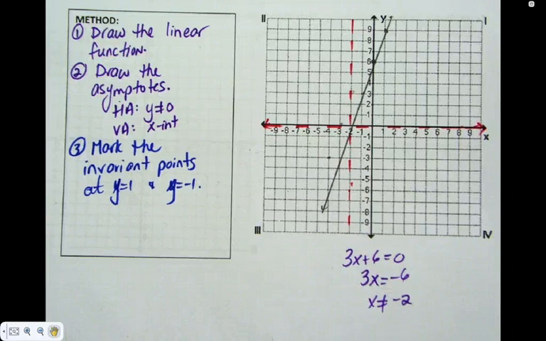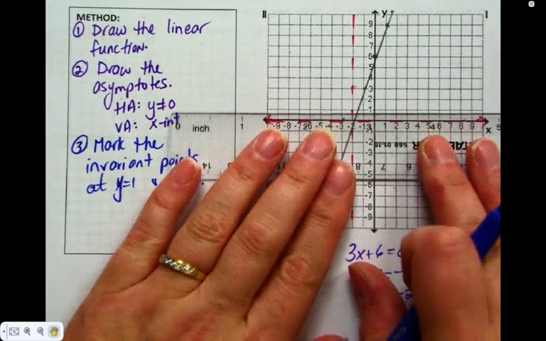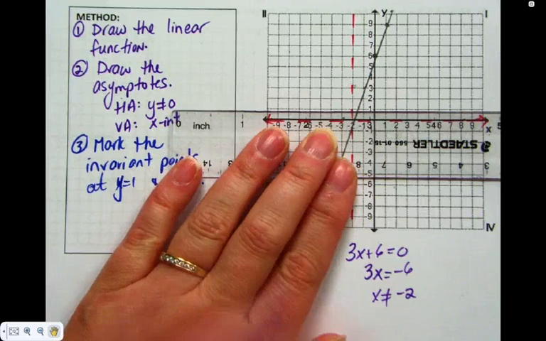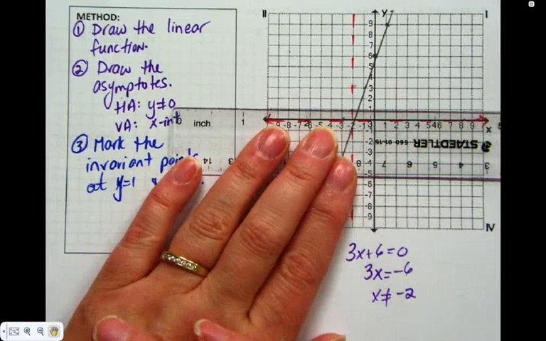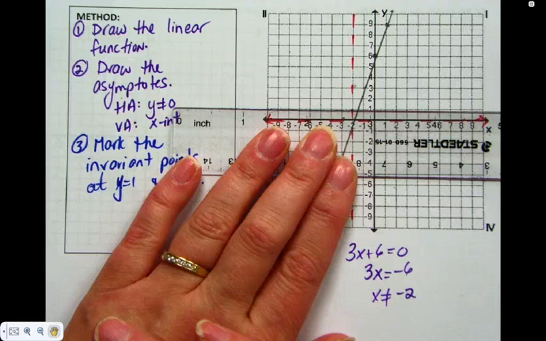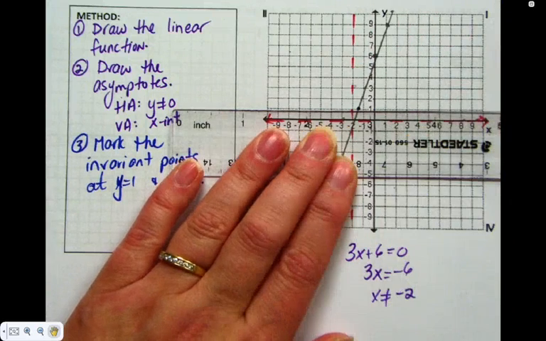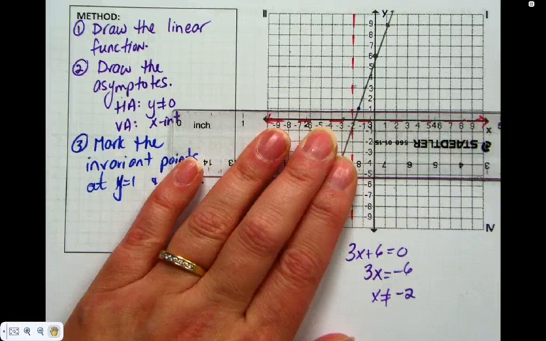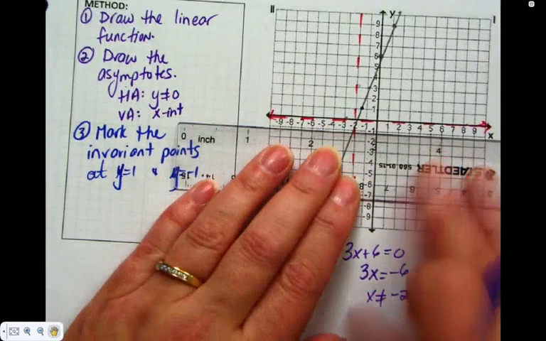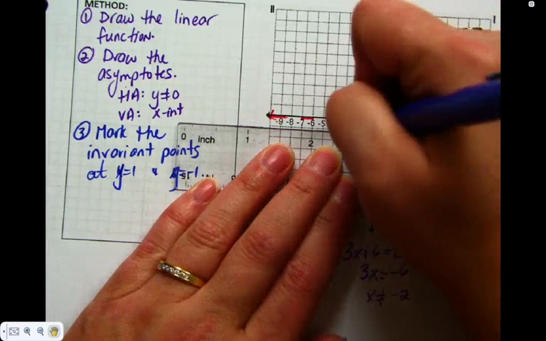Here's the easiest way to mark the invariant points: put your ruler down at y equal to 1. Wherever it cuts the main graph, so not the asymptote, I don't care about the asymptote, I'm looking at my line, put a point there. Put your ruler at y equal to 1. Mark wherever it crosses the original graph. Scooch down to y equal to 1. Mark wherever it cuts the original graph.